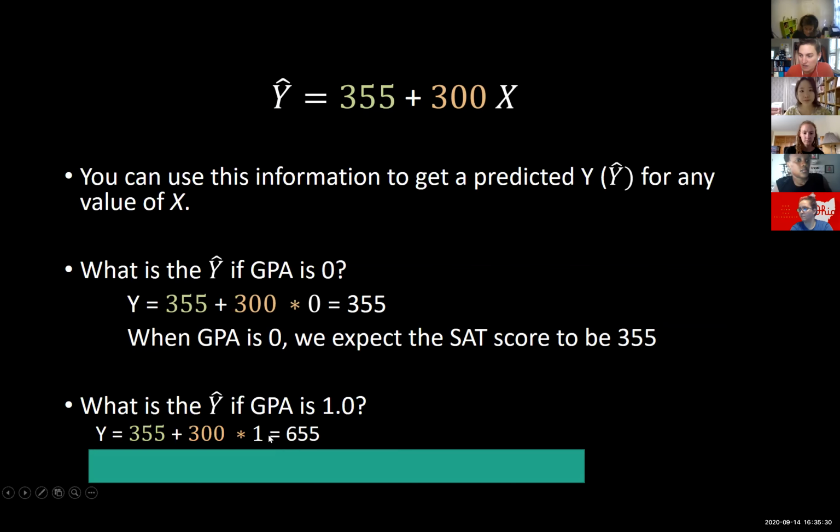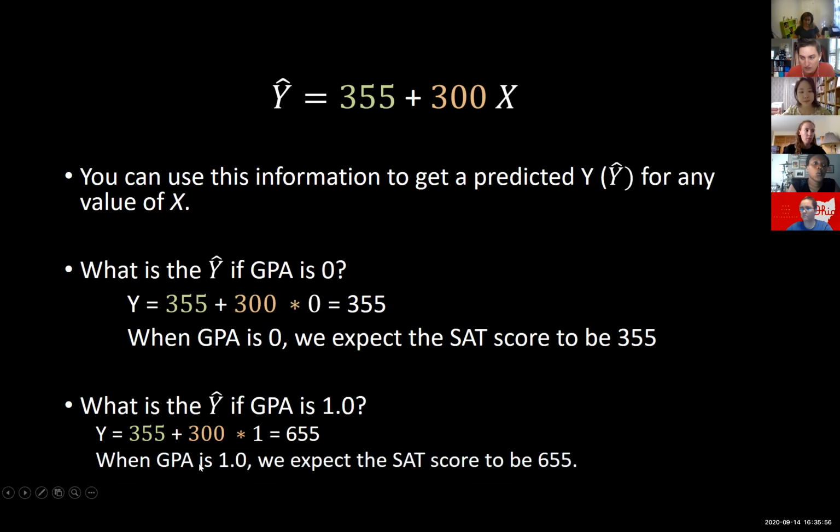655. Yep, exactly. Do you see how we have this here? The multiplication of 300 times 0 gives you 355, and 300 times 1 results in 655. So the interpretations here are when GPA equals 0, we expect SAT score to be 355. And for this one, the way you'd interpret that is when GPA equals 1, we expect that SAT score will be 655. Okay?